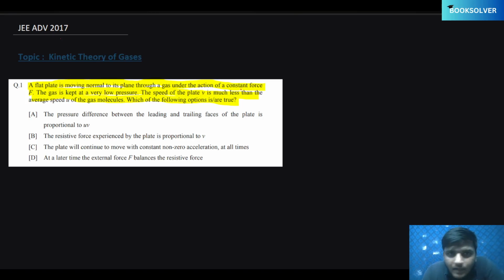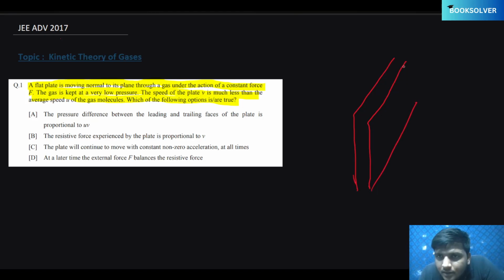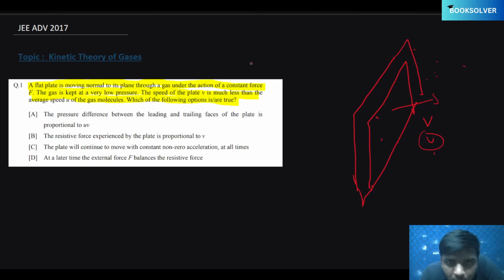So let's first imagine what our question says here. We are given a plate something like this. I'm trying to make it in 3D. Suppose this is our plate. Now it is moving with some velocity v here. And what is the speed of the gas molecules present here? It is u. And they are saying that it is under the action of a constant force F.